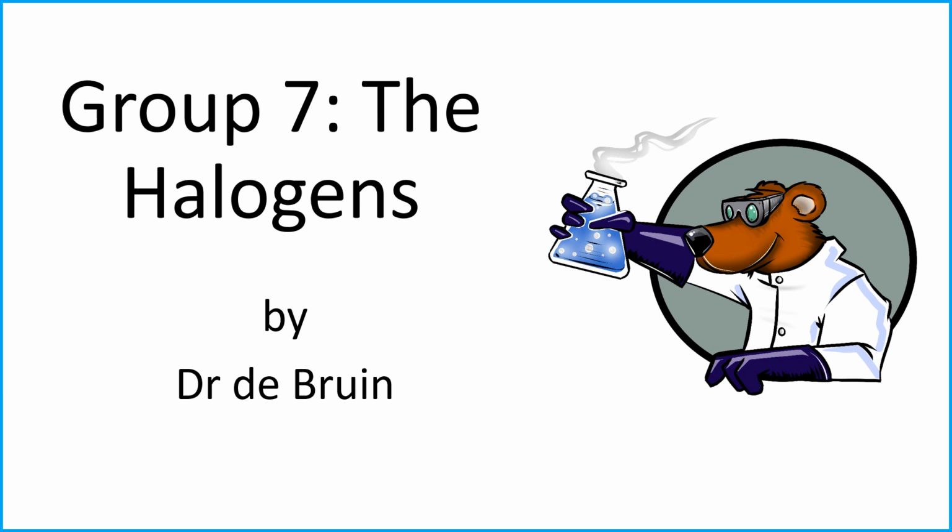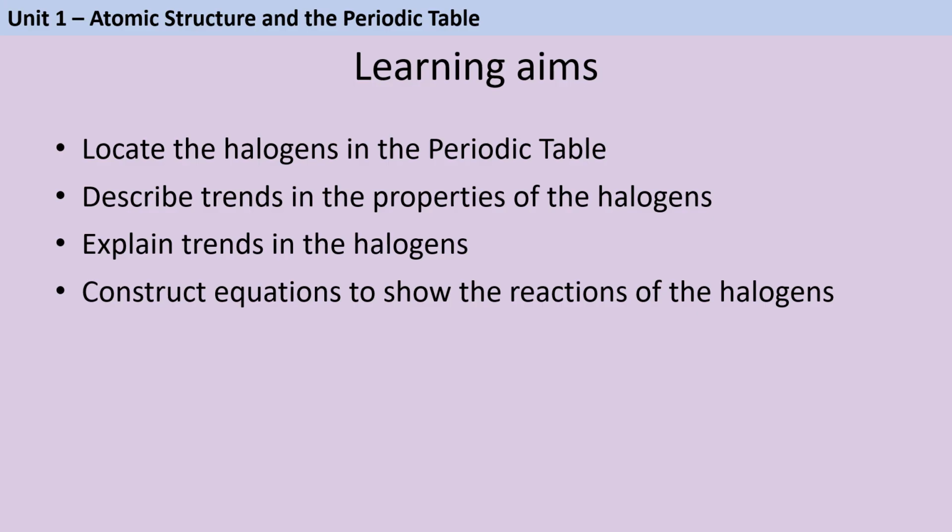This is a revision video for GCSE Chemistry about the 7th group of the periodic table, also known as the halogens. By the end of this video, you should be able to locate the halogens in the periodic table, describe trends in their properties, explain why those trends exist, and construct equations to show the reactions of the halogens.